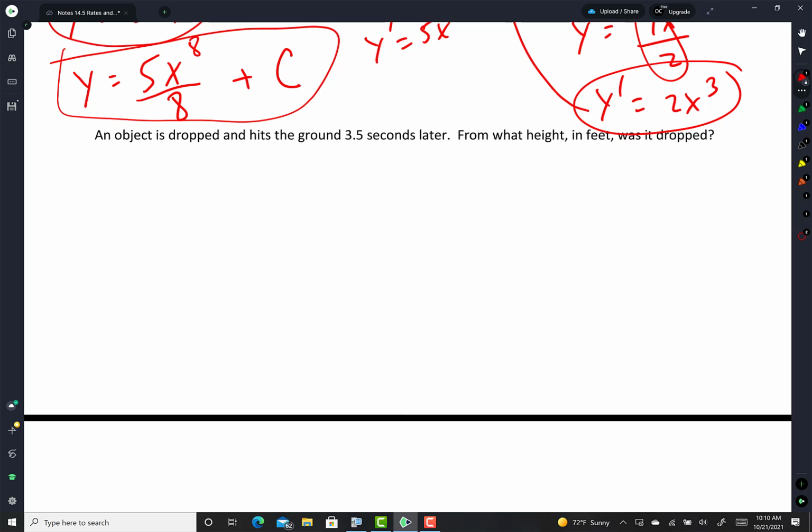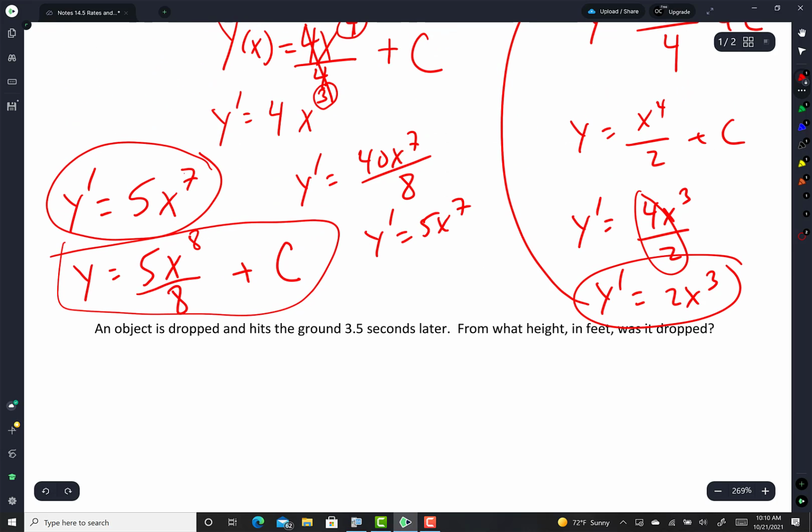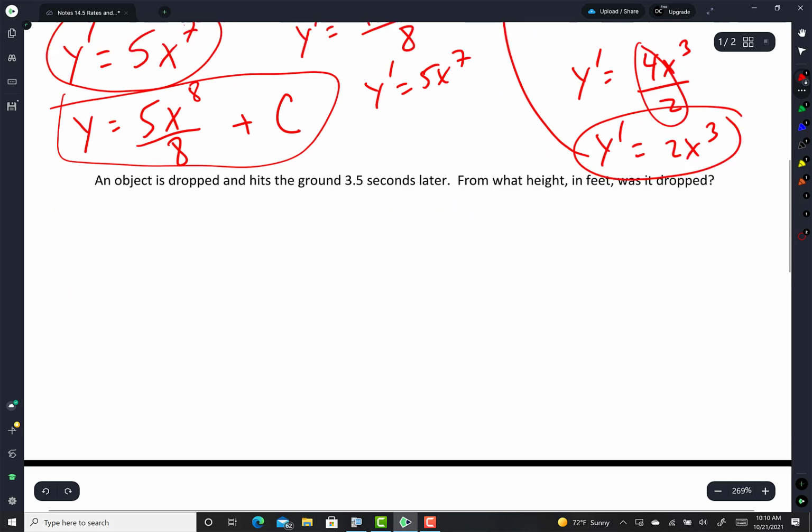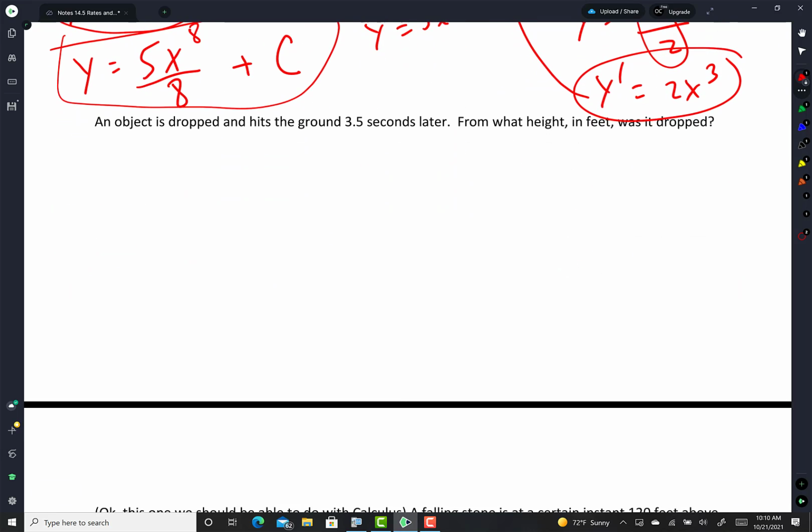So remember how all these antiderivatives differ by a constant? All I'm going to do is find that constant, and you know how to find that constant by what they give you. I'm going to do these 2 examples, and if you want, I can do more examples from the quizzes that you've already taken. So check it out. It says an object is dropped and hits the ground 3.5 seconds later. From what height in feet was it dropped?